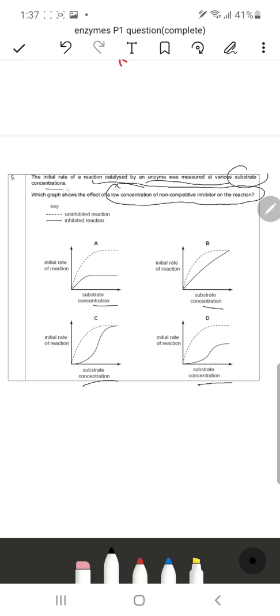Here they have given the key. It says uninhibited reaction and inhibited reaction. These dotted lines are uninhibited reactions and these full lines are the inhibited reactions. Now let's take a look at the graphs. This is a very general trend. For a non-competitive inhibitor, the graph always looks like this. So this is obviously the inhibited reaction. In the inhibited reaction, the graph will not reach its Vmax. It will be at a lower rate because we are adding a non-competitive inhibitor. That's the trend for any non-competitive inhibitor graph. And the uninhibited reaction will be as usual enzyme activity. That means it will reach its Vmax and it will look like this.